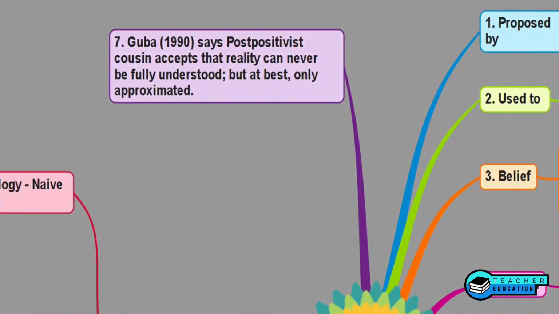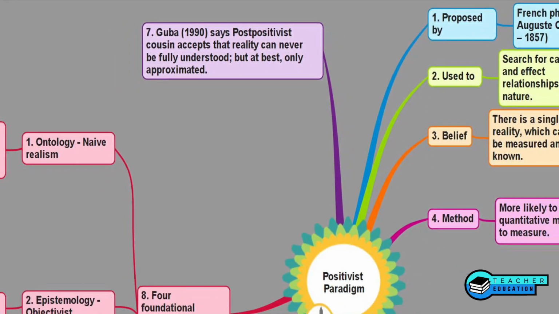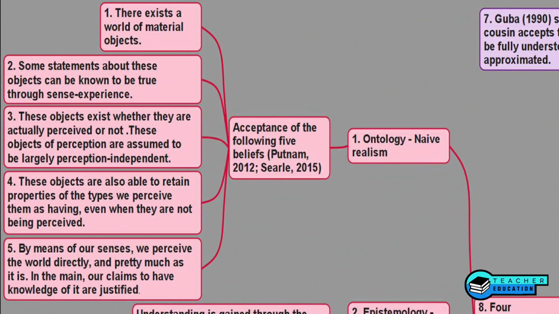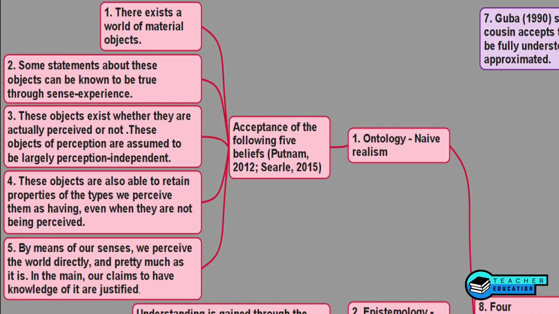Guba, 1990, says the positivist accepts that reality can never be fully understood, but at best only approximated. The ontology of the paradigm is naive realism and relies on the acceptance of the following five beliefs. There exists a world of material objects. Some statements about these objects can be known to be true through sense experience. These objects exist whether they are actually perceived or not. These objects of perception are assumed to be largely perception independent. These objects are also able to retain properties of the types we perceive them as having, even when they are not being perceived. By means of our senses, we perceive the world directly and pretty much as it is. In the main, our claims to have knowledge of it are justified.